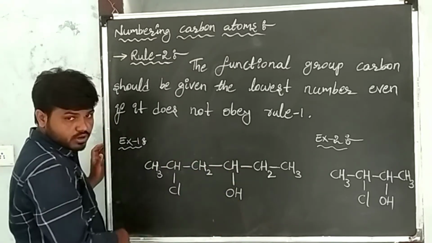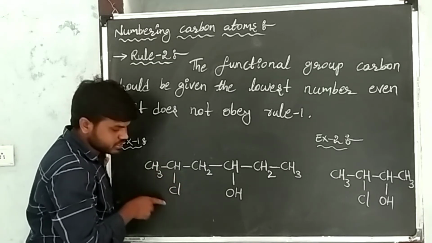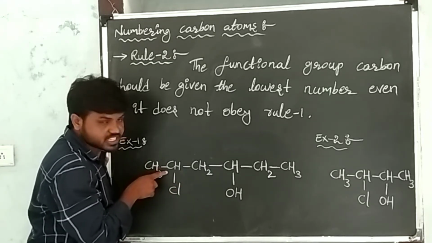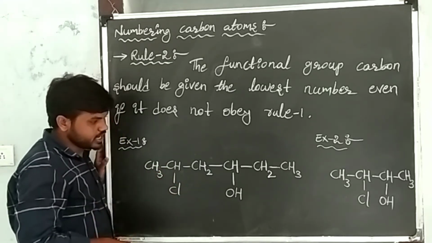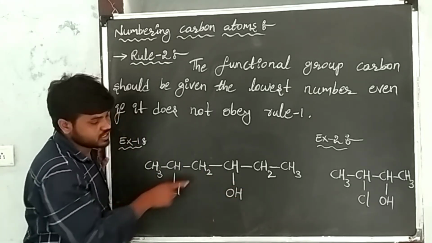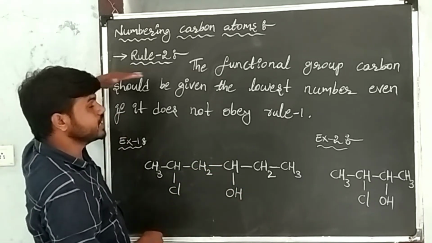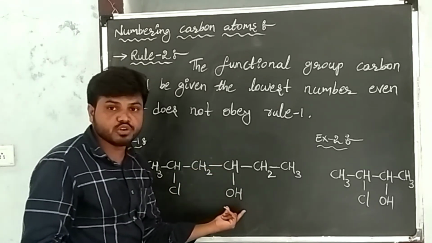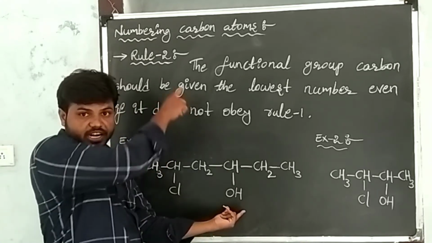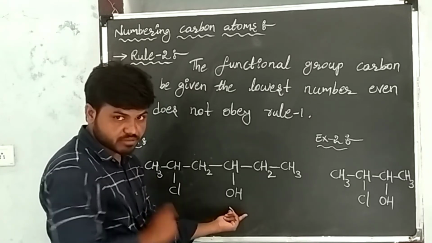See the example. In this carbon compound, at this carbon one substituent is there, that is chlorine. At another carbon one functional group is there, that is alcohol. According to rule 2, this functional group should get the least number. In that way we should give numbers, right?